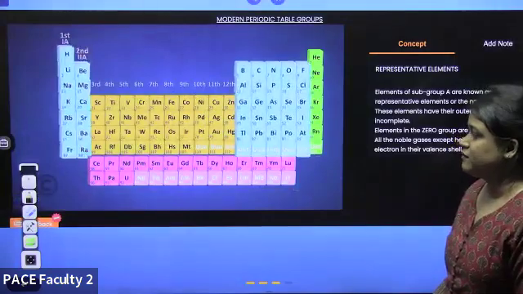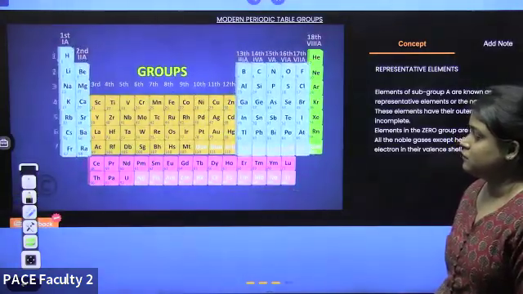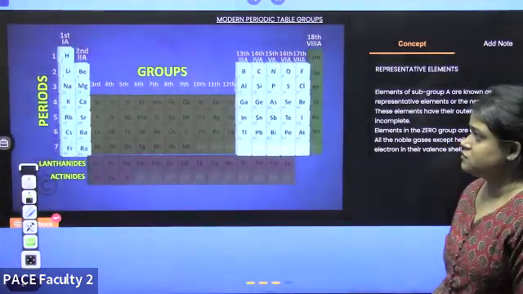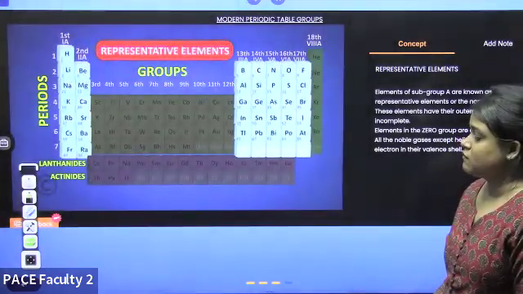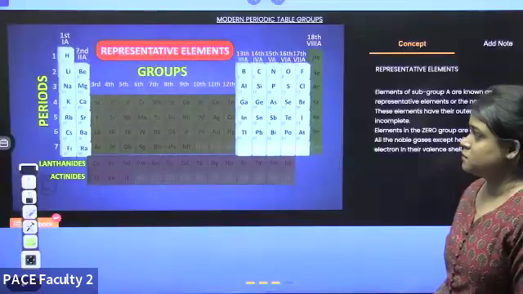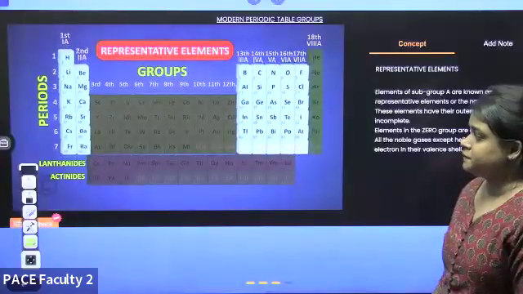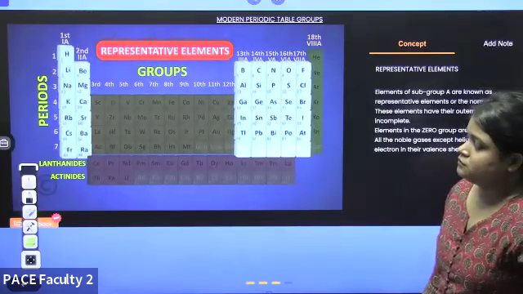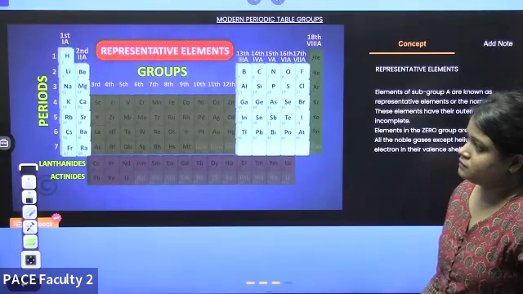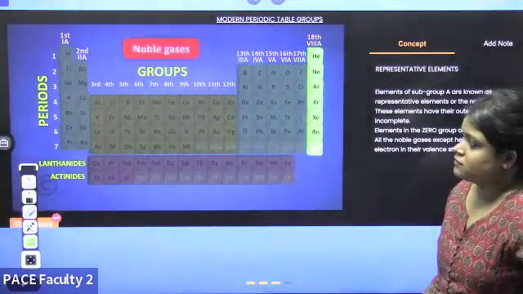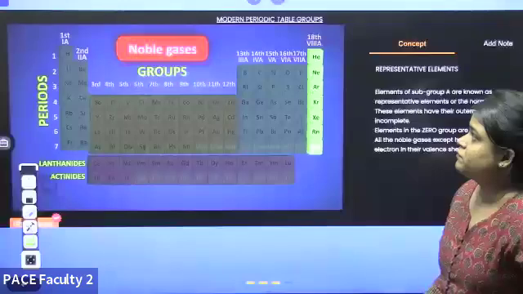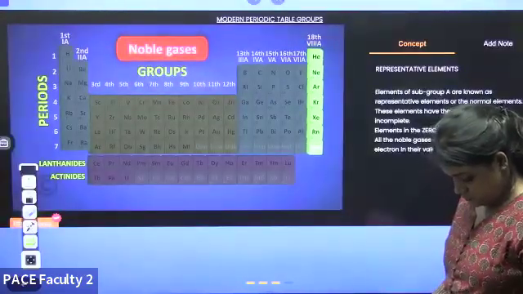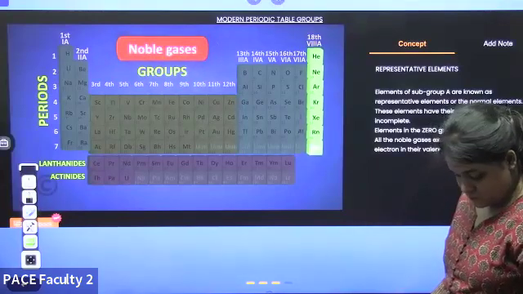Elements of subgroup A, that is, of 1A, 2A, 3A, 4A, 5A, 6A, and 7A are known as main group elements or representative elements or the normal elements. These elements have their outermost shell incomplete. Elements in the zero group have their outermost shell complete, giving them a stable electronic configuration. They hardly react with other elements.